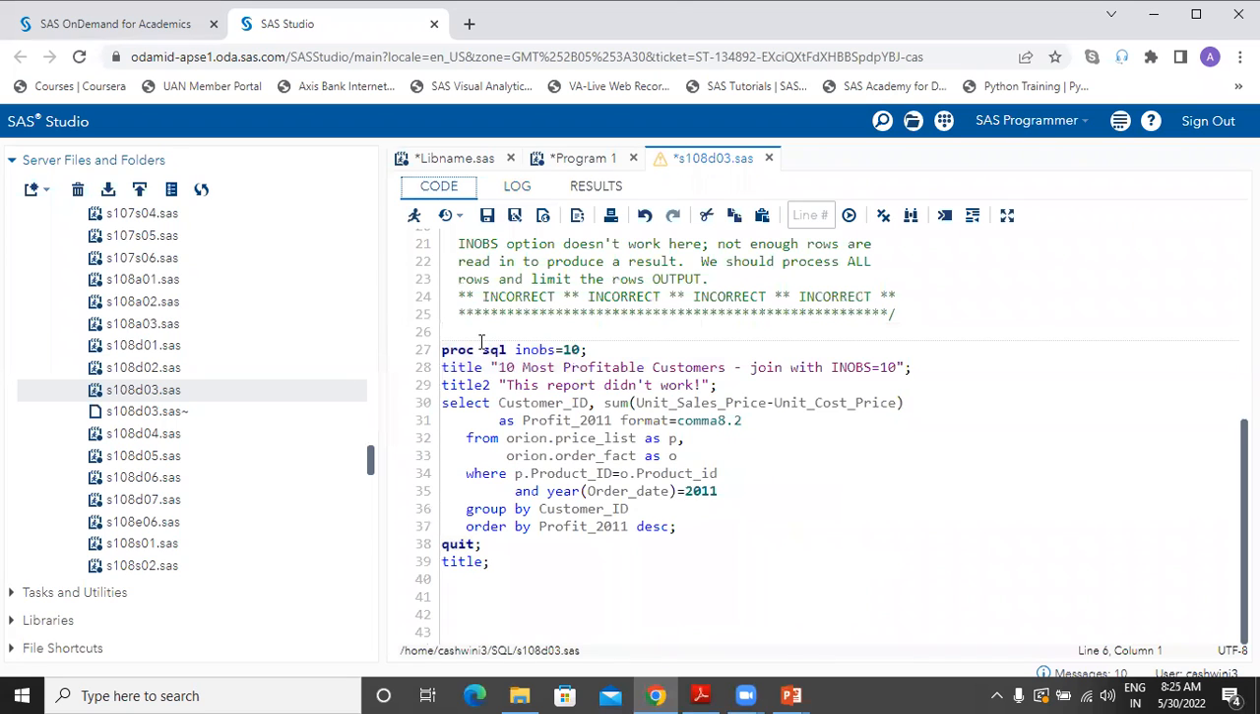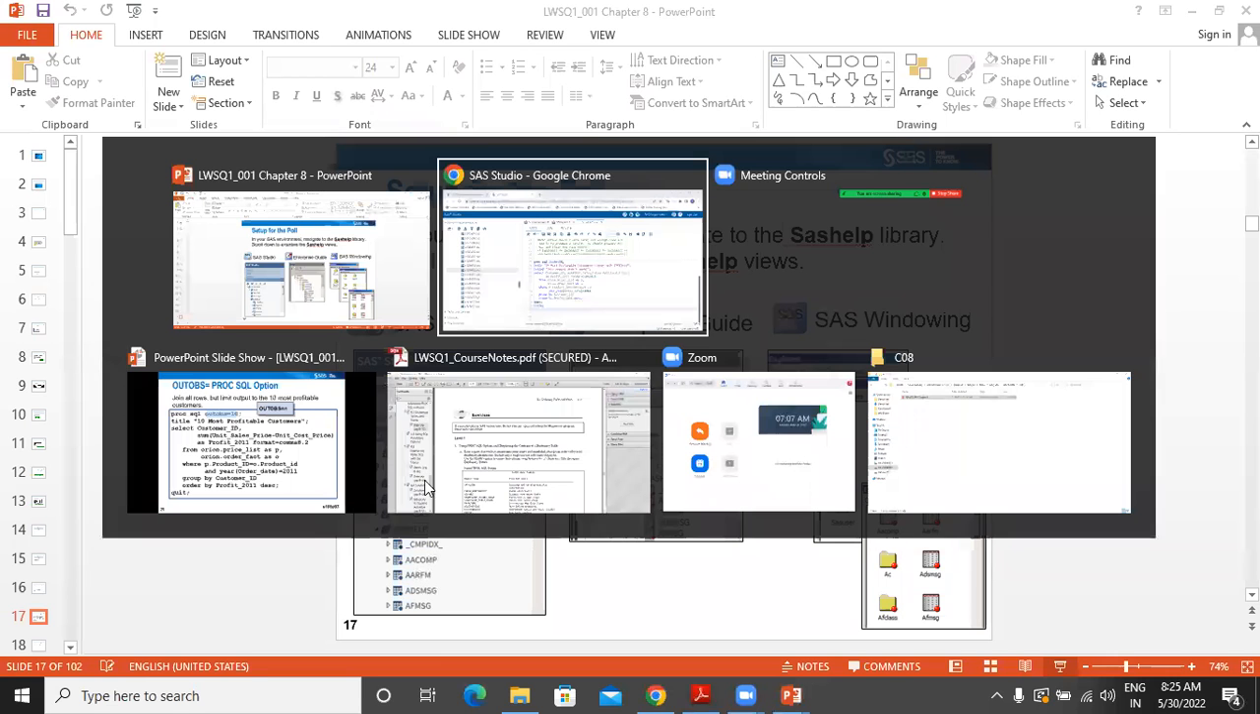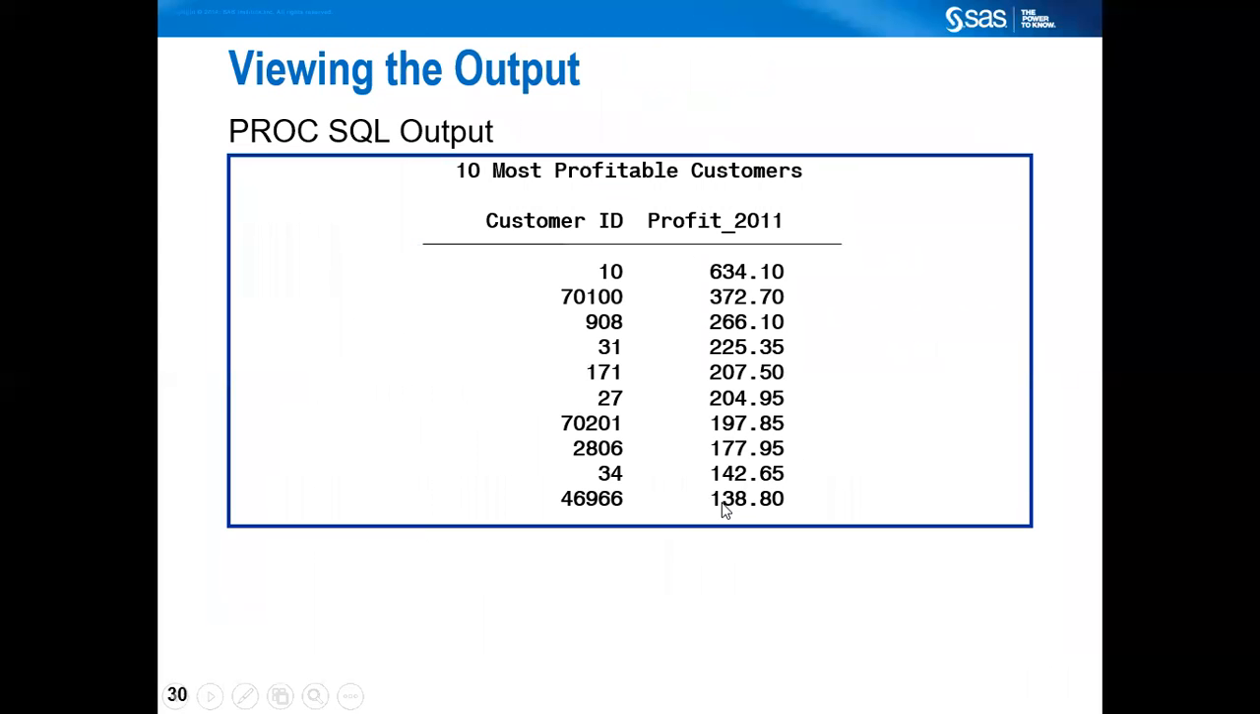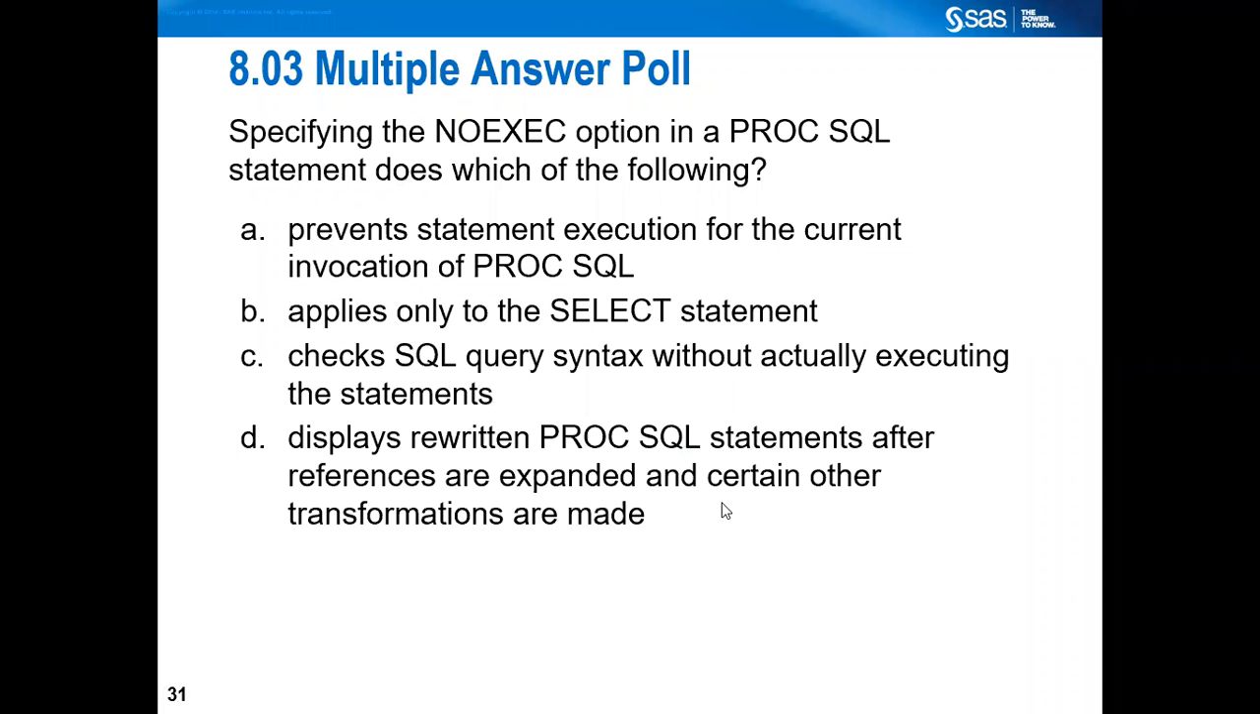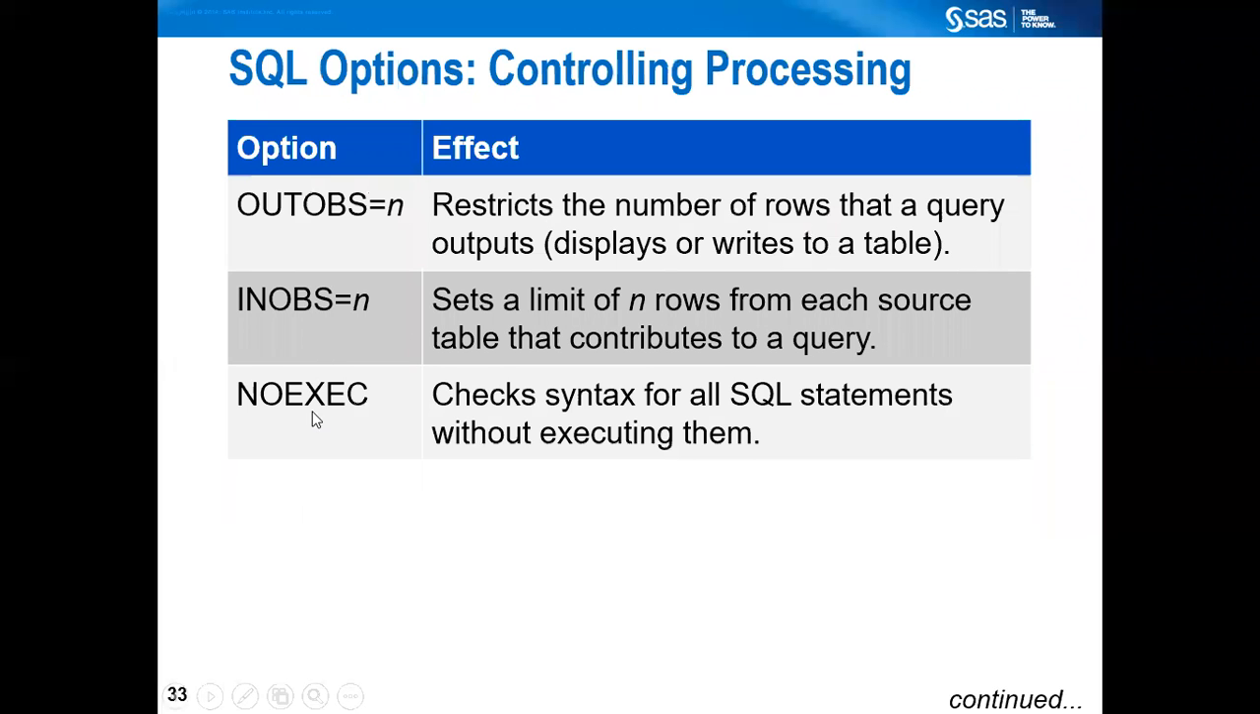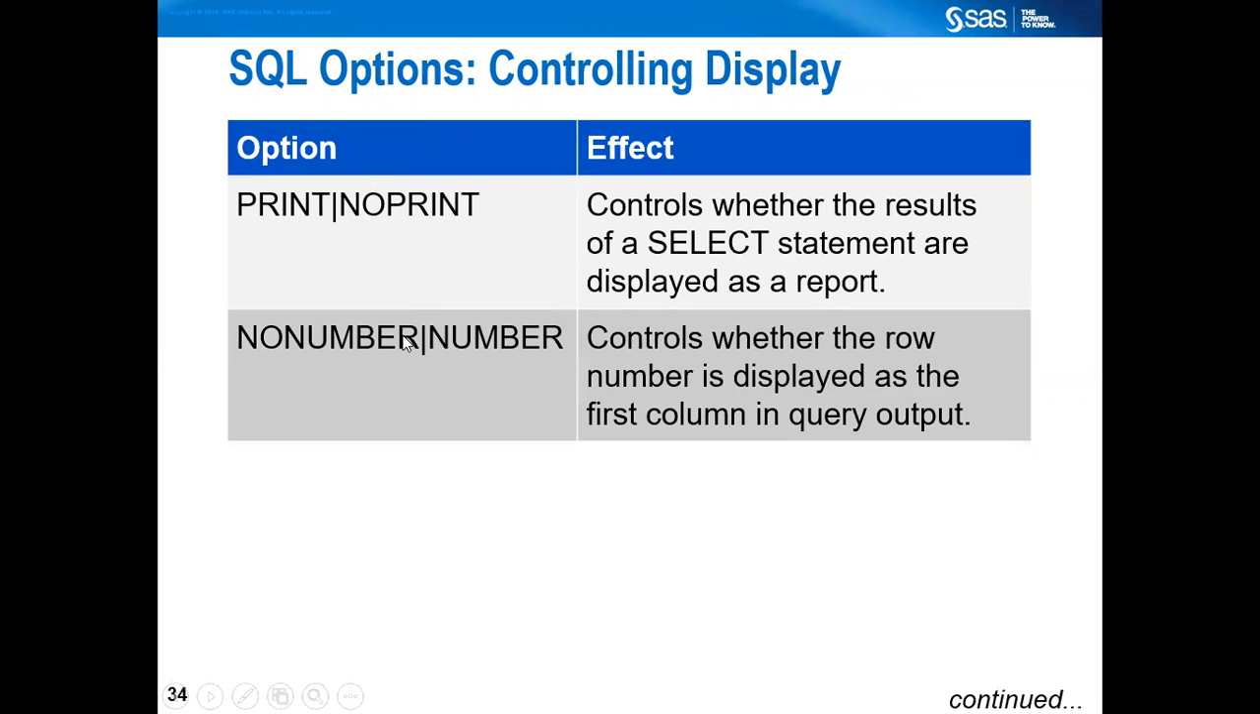Understood, everyone? The same thing is in the second demo also. So INOBS restricts your output result to that many rows. We have discussed this also. Then there is NOEXEC. NOEXEC checks syntax for all SQL statements without executing them. Of course, PRINT, NOPRINT, NUMBER, NONUMBER. Now PRINT means it will query, but with NOPRINT it will not give you the result in the result window because you have stopped the result from being directed to your output window.